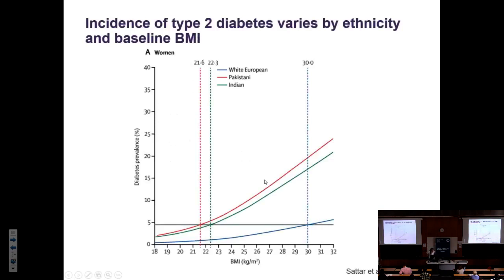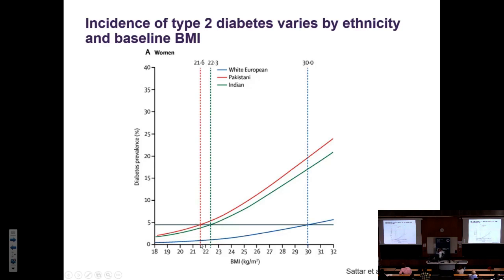Now, here's a graph taken from Naveed Sattar's paper in The Lancet this year, and this is a graph of women, white European, Pakistani or Indian women in the UK, and it shows the point at which there's a 5% diabetes prevalence by their BMI. And what you can see is that when Pakistani and Indian women have a 5% prevalence of type 2 diabetes, their BMI is somewhere between 21.5 and 22.5.